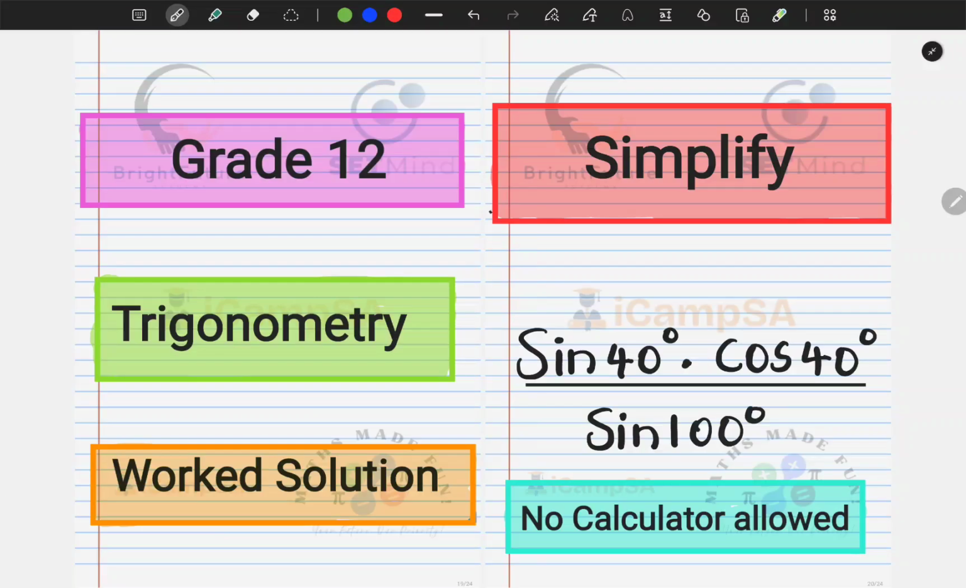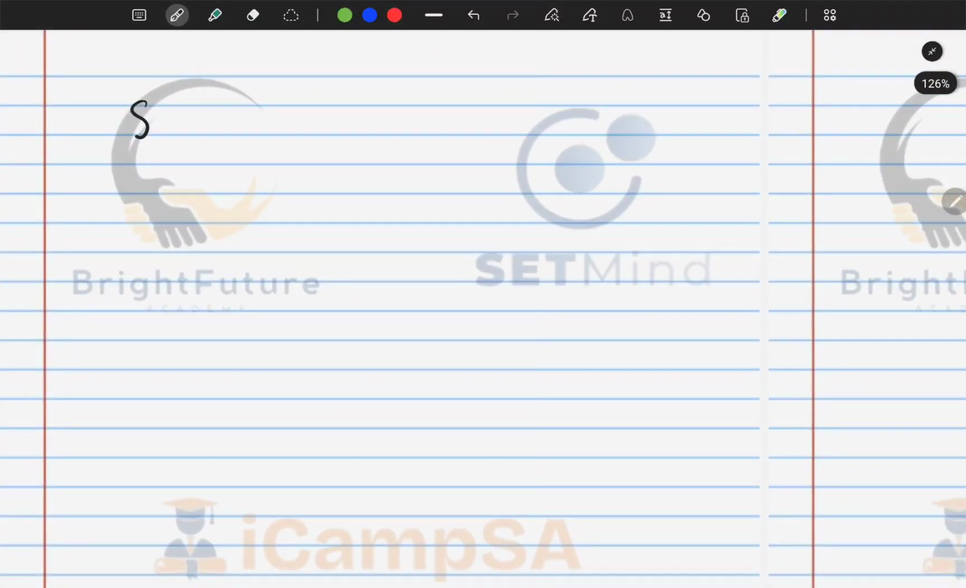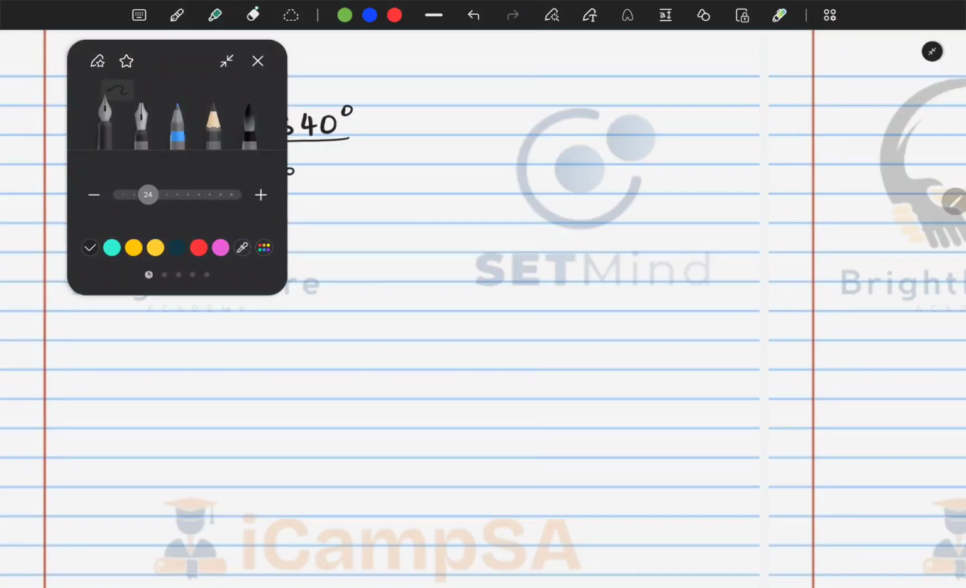In this edition, we are looking at a trigonometry problem where we are required to simplify this expression without using a calculator. So let's go to the next page and have a look at how we can simplify this. If you remember, what we are given is sine of 40 degrees times cos of 40 degrees, and all of this is divided by sine of 100 degrees.